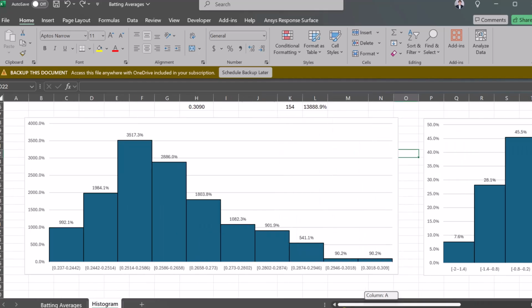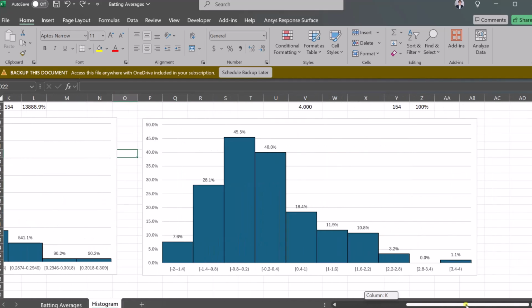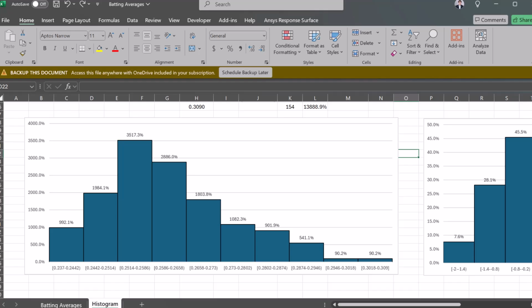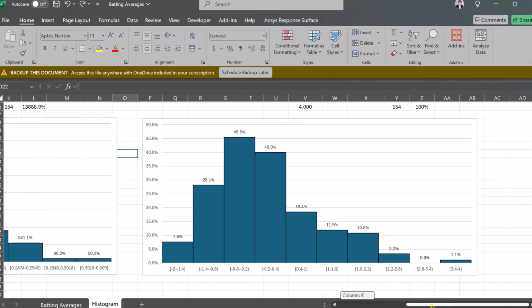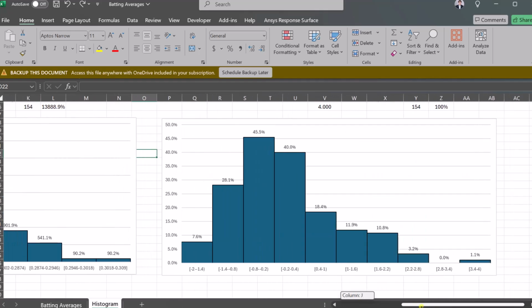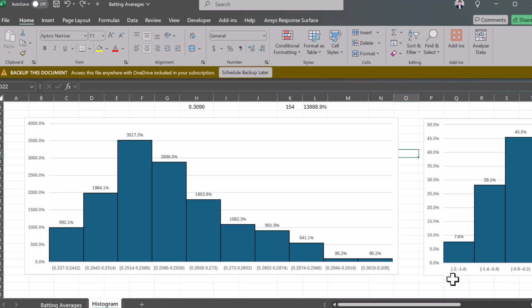You can see it does change shape a little bit, but it's not such a drastic change that you don't recognize the shape at all. It's close to the same thing, but it is a little bit different. Okay, so how did I convert this to standard units?